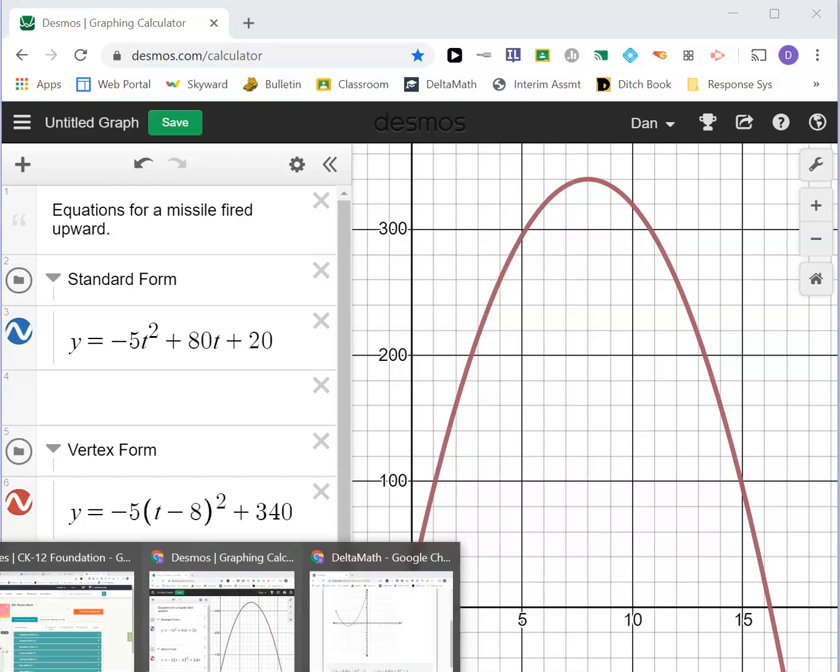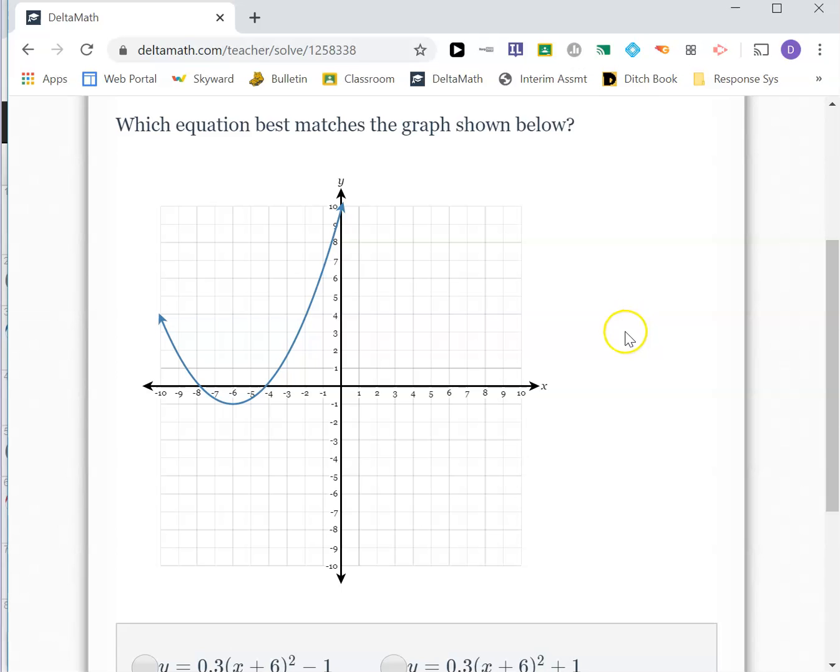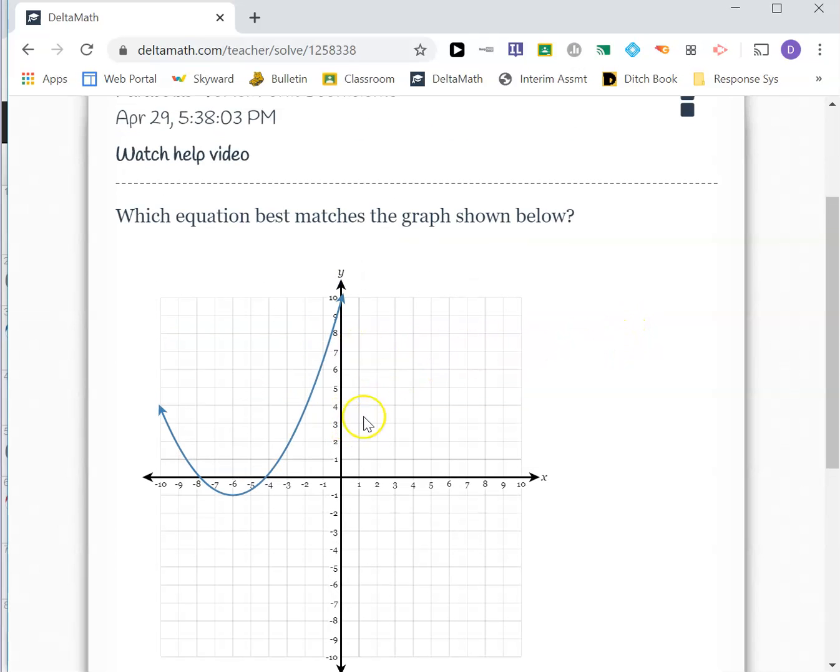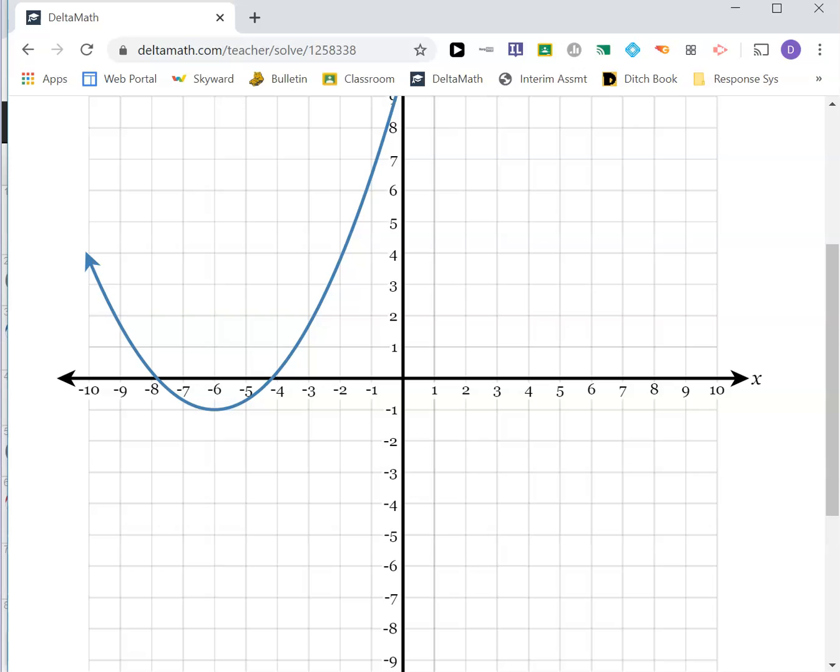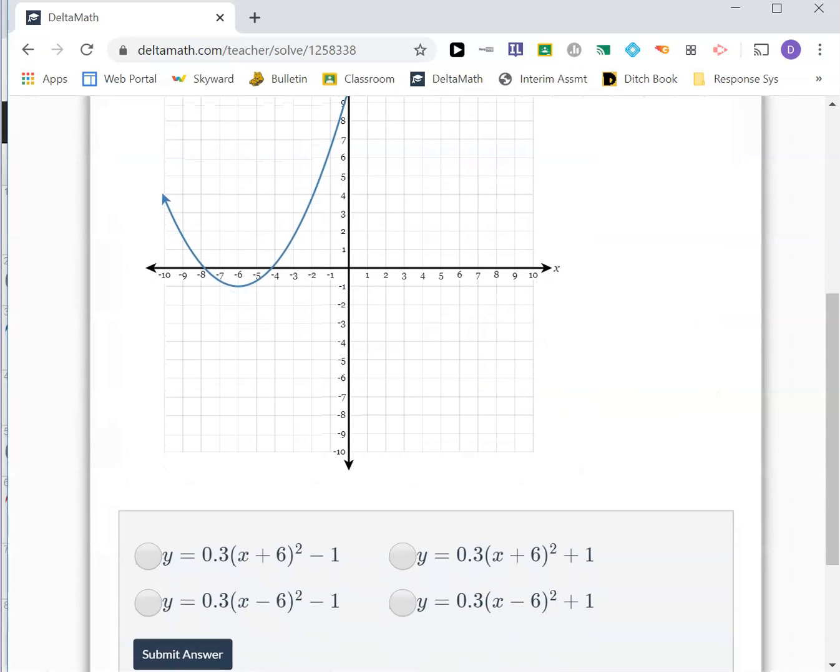Okay, so last thing I want to do is show you what we're going to do with this. This is going to be an assignment on Delta Math, and all it's going to do is show you a parabola, and then ask you to tell me which is the best equation for it. It's got 4 equations down below. Which one is the best one?